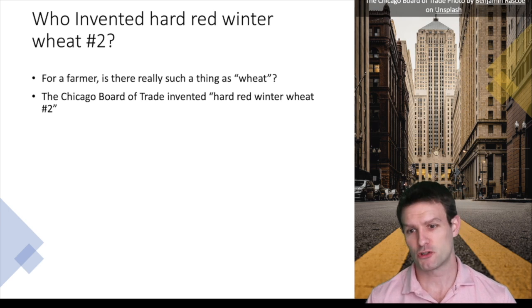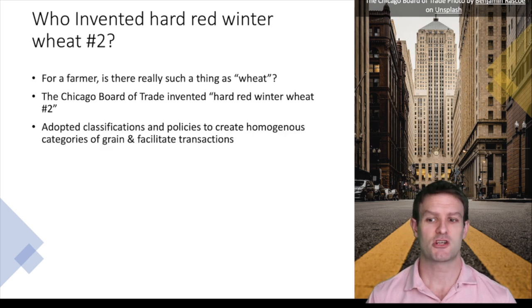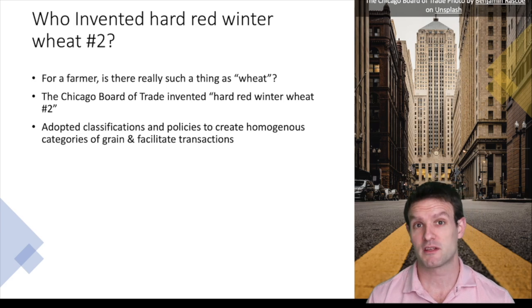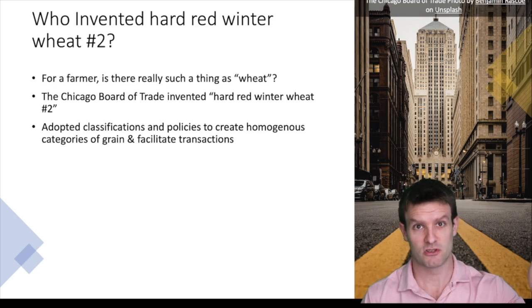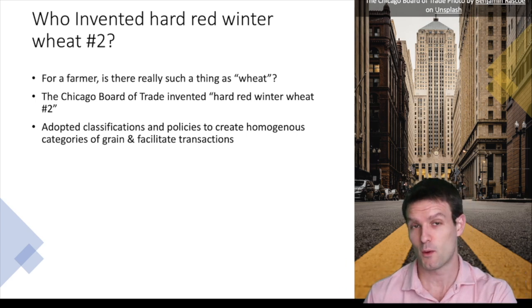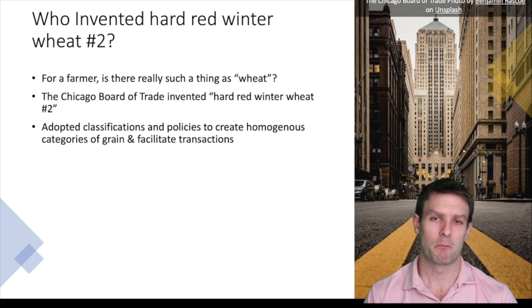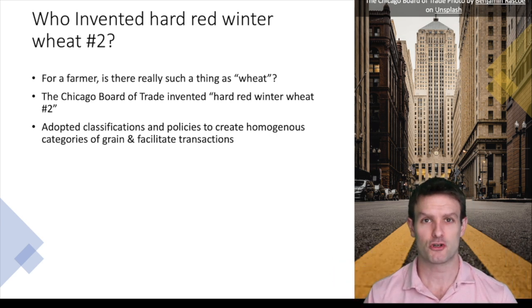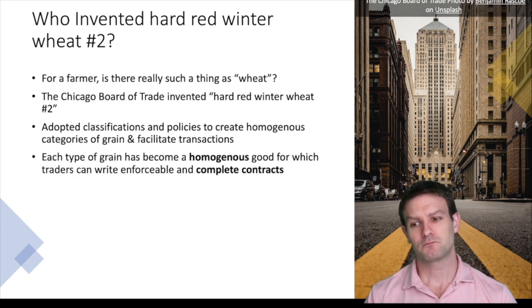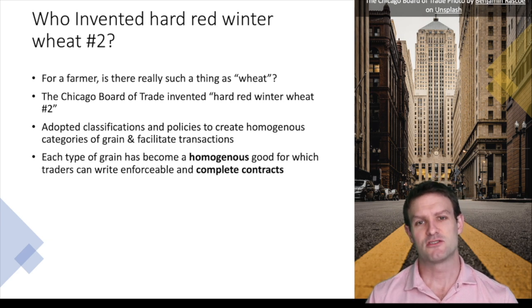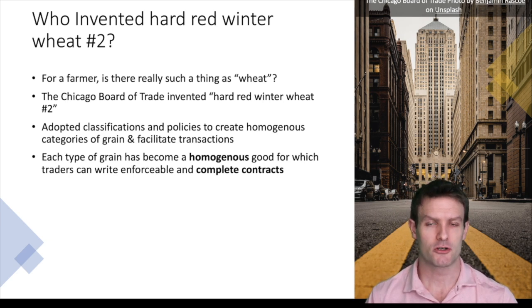Now, what the Chicago Board of Trade did was that it adopted classifications and policies to create homogeneous categories of grain and to facilitate transactions between anonymous participants. It was no longer the case that I needed to know that farmer A produced a certain kind of wheat, farmer B produced another one, and farmer C was maybe similar to A and different to B in different ways. I could just know that I could buy red winter wheat number 2. It didn't matter who it was coming from. It was certified by the Chicago Board of Trade as a certain kind of wheat. So in this way, the kinds of grains have become homogeneous, and these traders can write enforceable and complete contracts when they buy them.